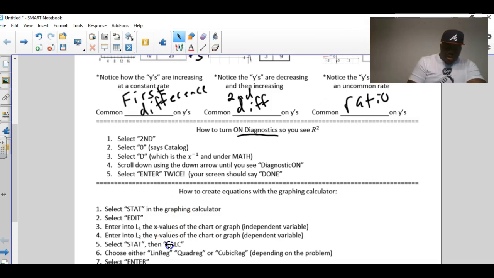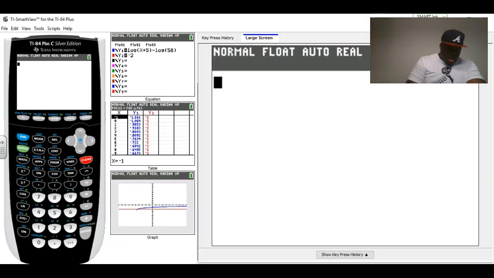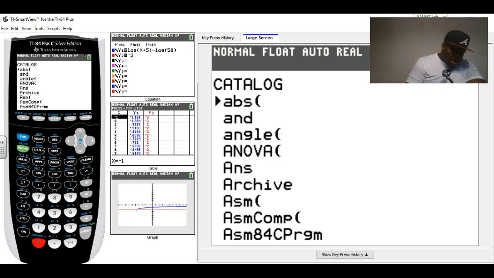Now, let me show you how to turn your diagnostic on. First step, you're going to hit second. Then you're going to go to option 0 right there where it says catalog. So we're going to hit 0. Here's our catalog. You're going to scroll down until you get all the way to option D.